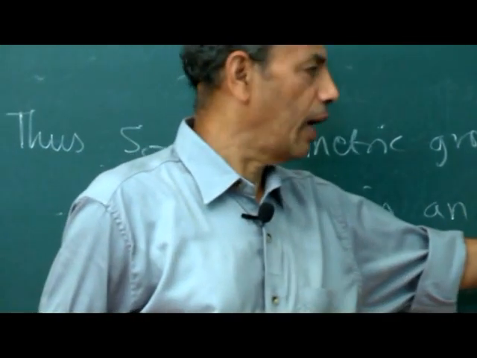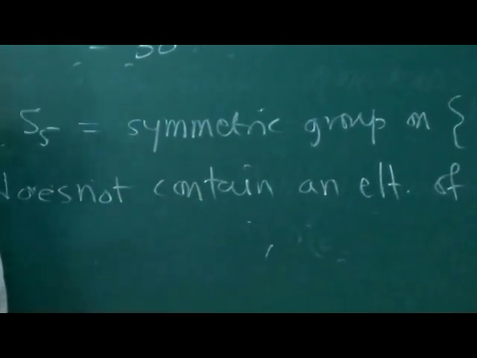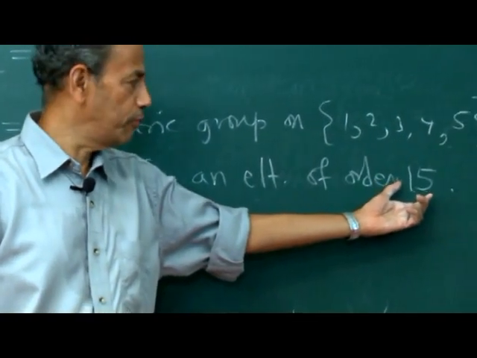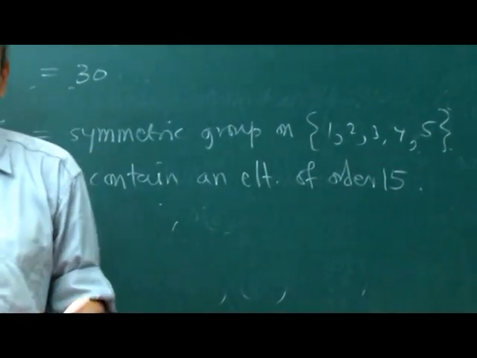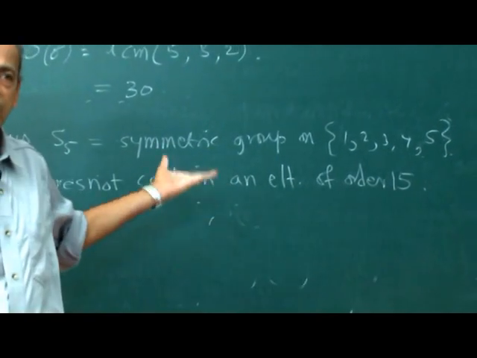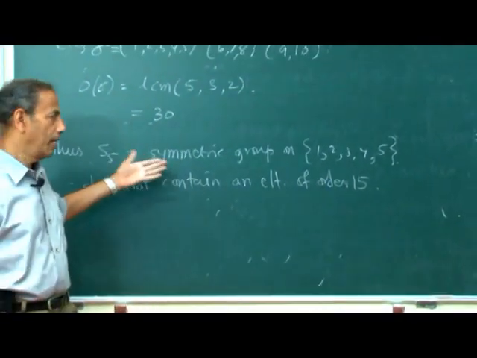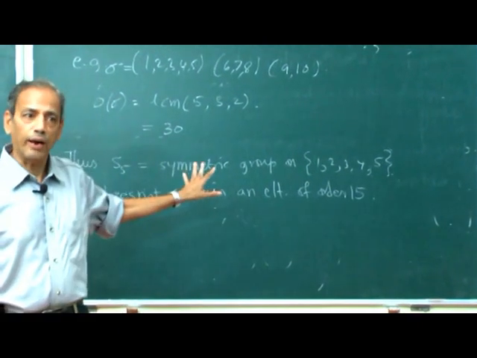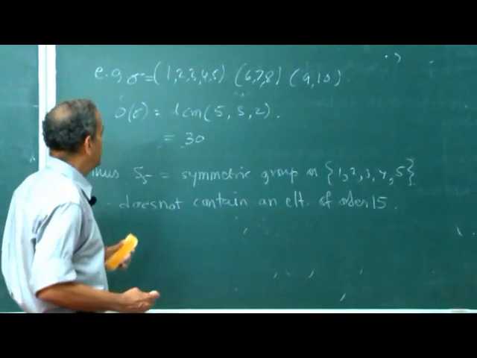Because suppose we have to have a permutation of order 15, then it should have at least one cycle of length 5 and another of length 3, minimum. That means the number of letters permuted will be 8, which is not possible because the letters are too short. They are in short supply. They are just 5 letters. And therefore, you cannot have order 15 elements. Keep this in mind because I am going to use this result later on. Okay?